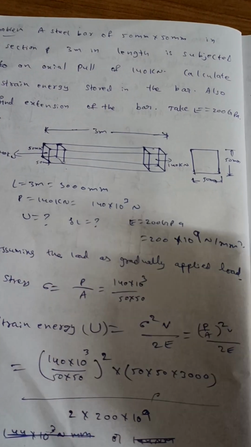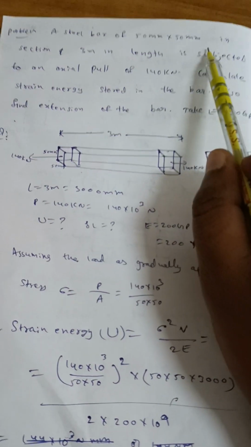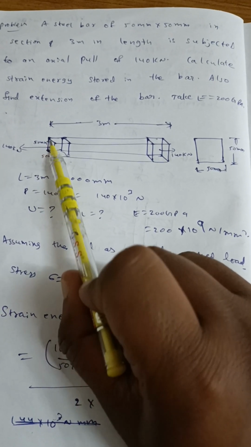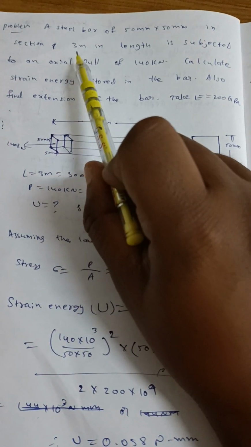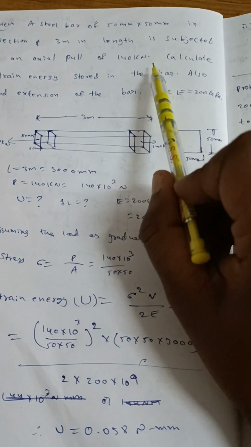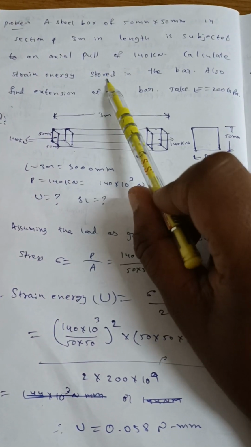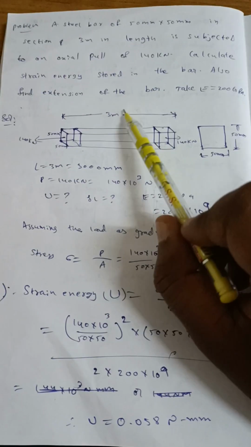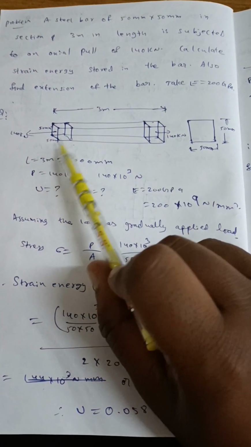So, the first problem is a steel bar of 50 mm by 50 mm in section and 3 meters in length, subjected to an axial pull of 140 kilonewton. Calculate the strain energy stored in the bar.